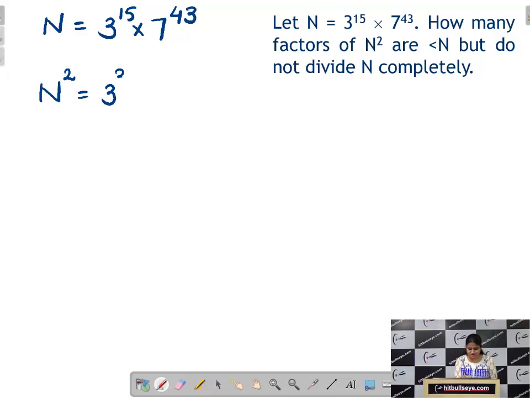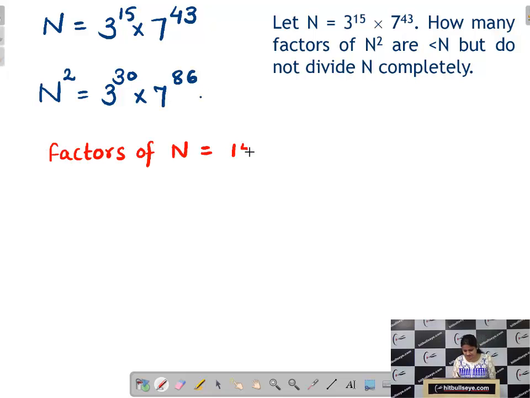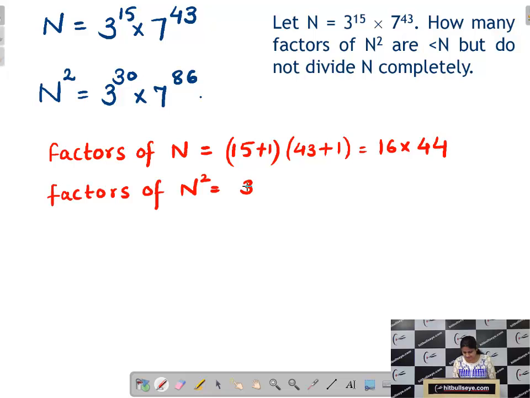It will be 3 raised to power 30 into 7 raised to power 86. How many factors of n? They will be 15 plus 1 into 43 plus 1, which is 16 into 44. How many factors of n square? They will be 30 plus 1 into 86 plus 1, 31 into 87.